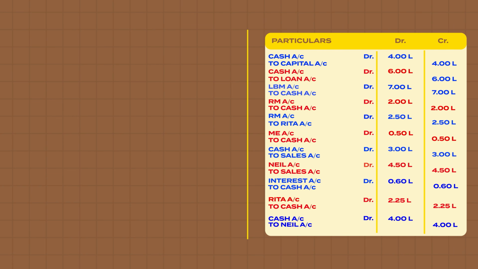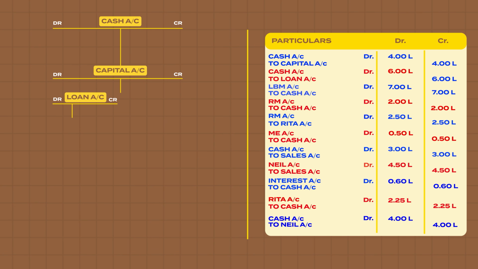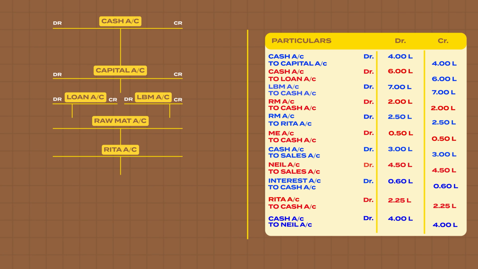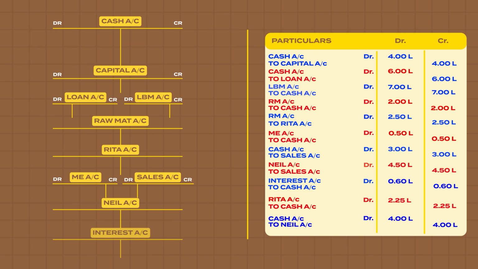How many ledger accounts do we need? First journal entry, cash account debit to capital. So we'll need a cash account and a capital account. The next entry says cash account debit to loan. So cash account is already open. So let's open a loan account. And then you'll need a land building machine account and a raw material account and Rita's account and manufacturing expenses and sales and Neil and interest. Folks, in a ledger account, as usual, debits will be recorded on the left and credits on the right.